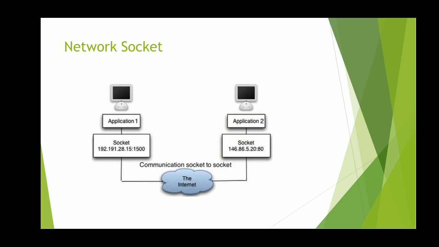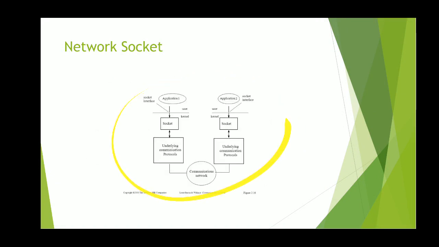Suppose application 1, the client, wants to communicate to the server. Then the client will create a socket, and its socket address is 192.191.28.15:1500. Using the internet, the client will communicate to the server using the socket address. The internal operation of this network communication can be understood by this image.